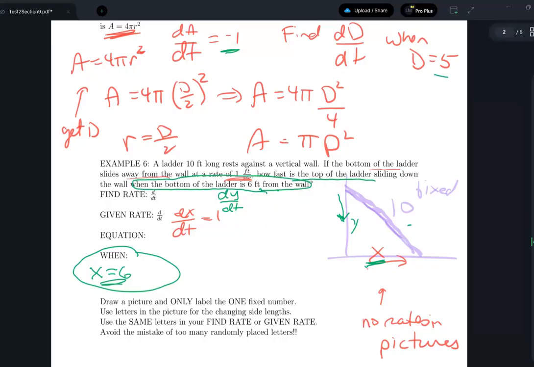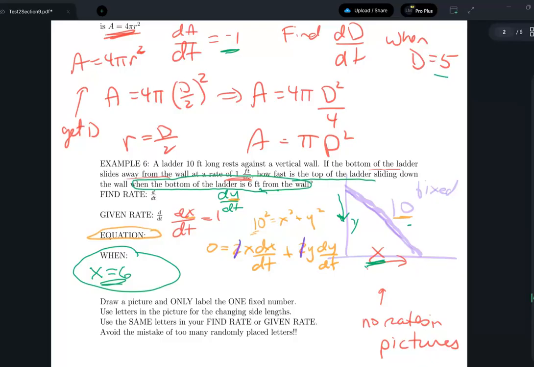Okay, I think I'm ready for the equation. What is the equation? I need an equation that matches the letters X and Y and uses my fixed number. You see it. 10 squared is X squared plus Y squared. Take the derivative with respect to t. Derivative of 10 squared is just 0. Don't be deceived. It's not 2 times 10. 10 squared is a number. 2x dx over dt plus 2y dy over dt.